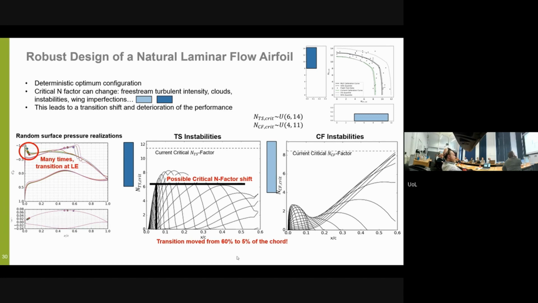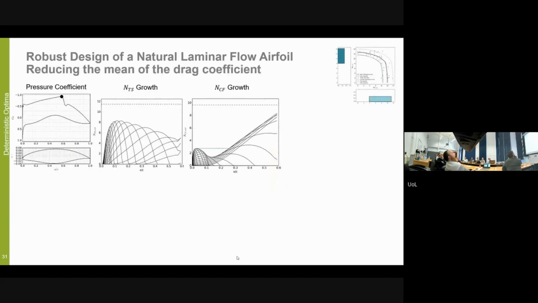So if you draw a few realizations, you can see you either have a good one or you do have a very bad one. And I believe that's one of the reasons why people say, maybe not the best idea. So in the next step, we said, look, can we do optimization for the mean of the drag coefficient if we directly account for this?